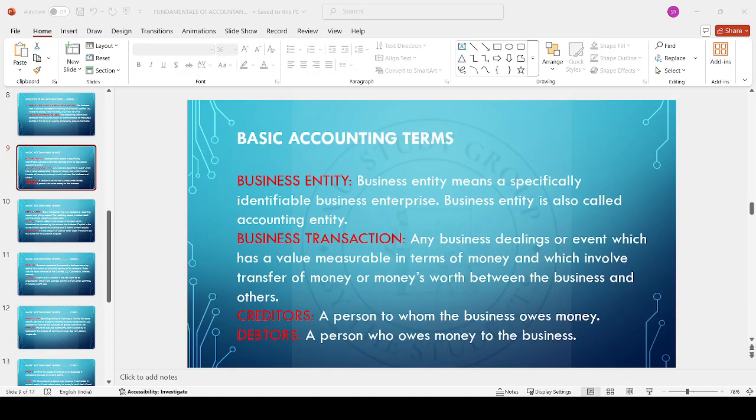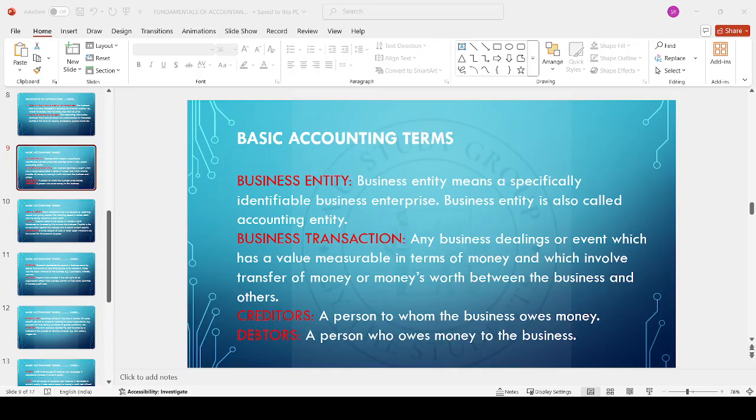Now, second is business transaction. Any business dealing or event that has a value that can be measured in terms of money and involves the transfer of money or something worth money between the business and others is called a business transaction. For example, buying supplies, selling goods, paying rent; all these are business transactions.